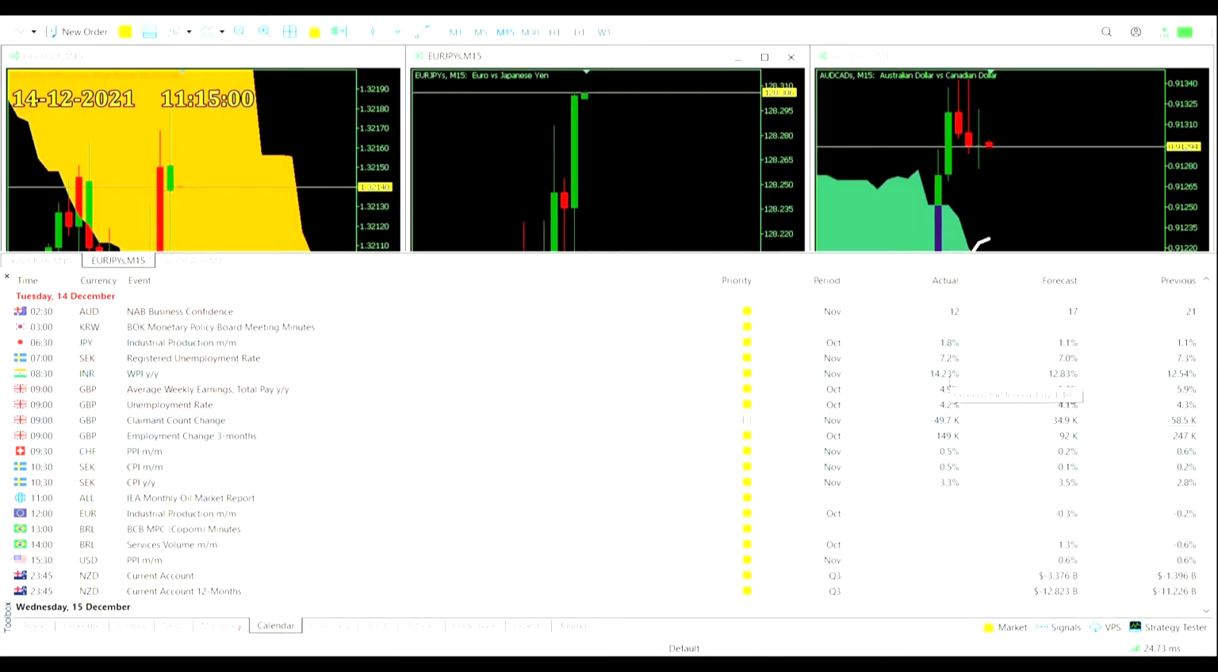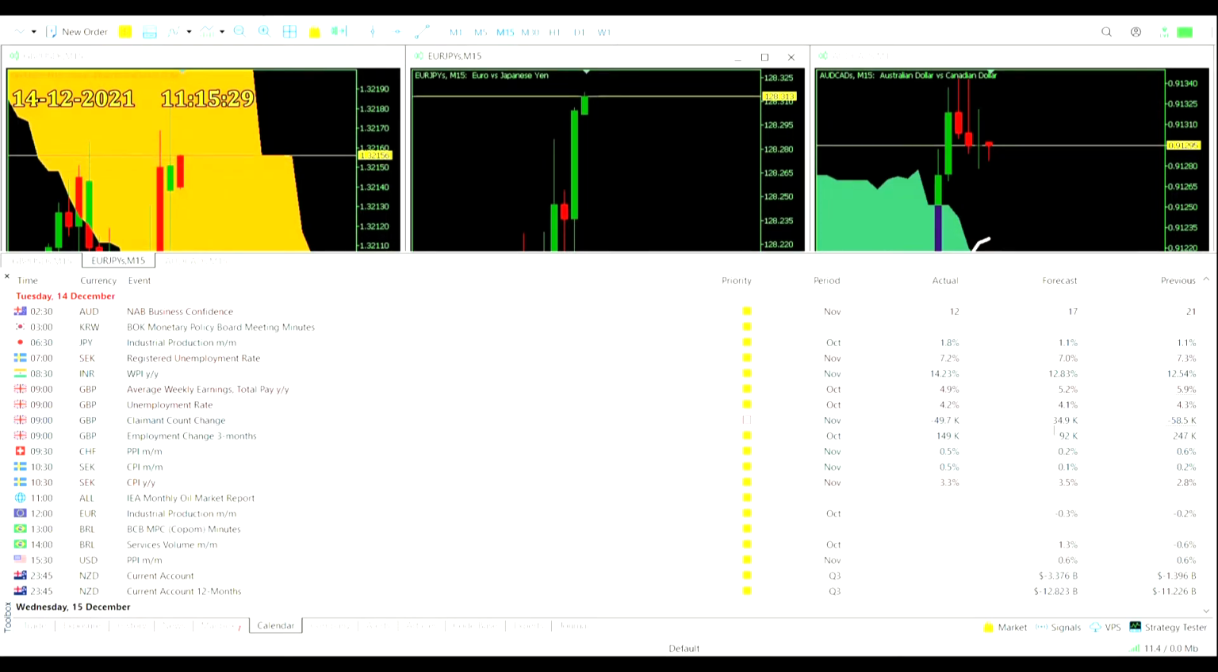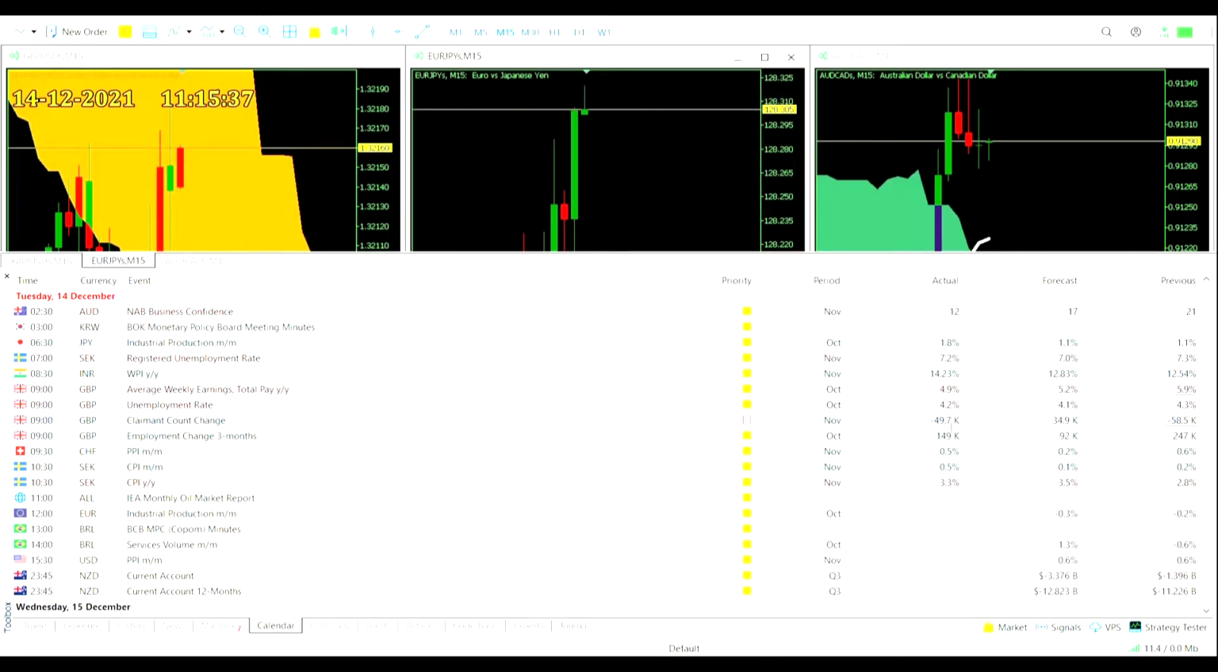That is considerably high. A few Great British Pound jobs numbers as well. Unemployment rate 4.2%. That was against a forecast of 4.1 and a previous of 4.3. So a very small miss, but not far from the mark. And they did get a nice figure on the claimant count change as well. They expected 35,000 near enough additional claimants, and they actually had 50,000 less. So beat the forecast by 84,600.